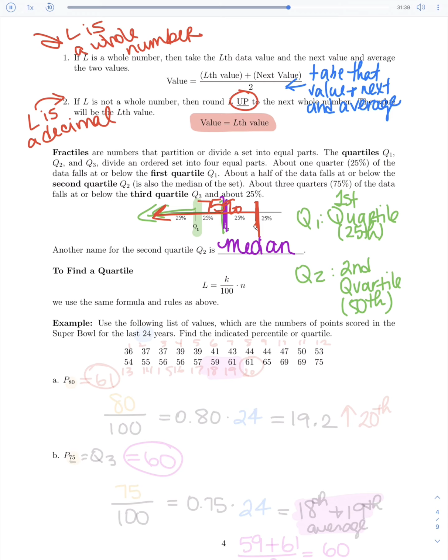Okay, so we're going to do some problems with the same data set we just did a couple minutes ago, except we're going to do the reverse. Instead of finding the percentile, they're going to give us a percentile and we'll try to find the data value.